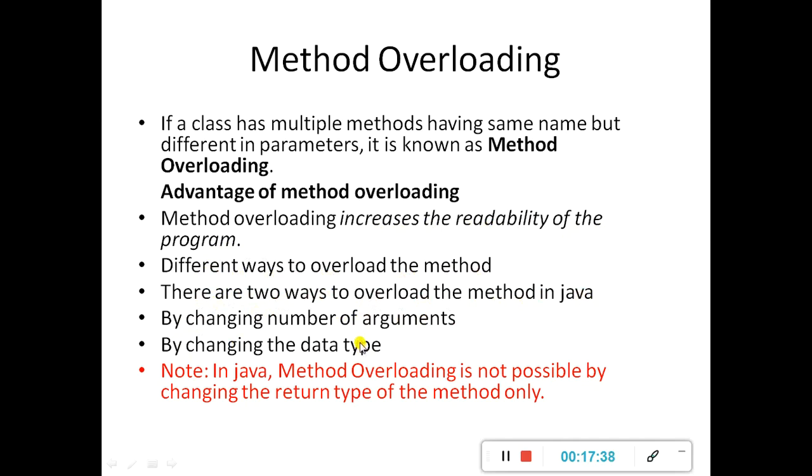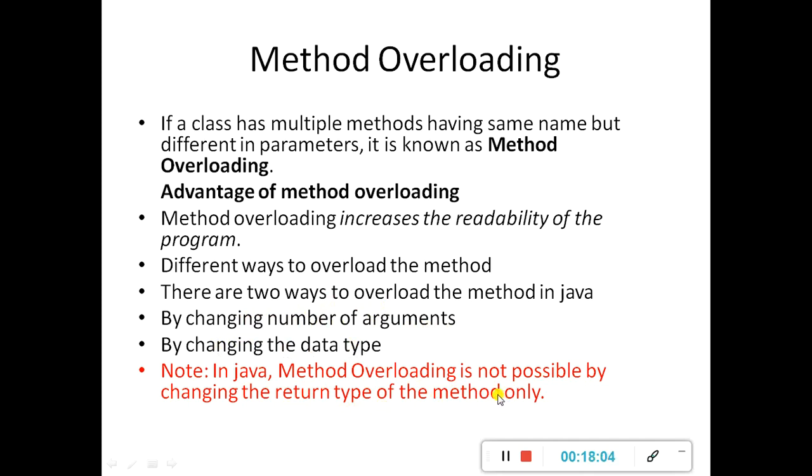Like I am having a sum having just an integer as a parameter, and another sum having an integer and float, both as parameters. So I am changing the number of arguments or changing the data type. The data types can be different. Now in Java, method overloading is not possible by changing the return type of the method.